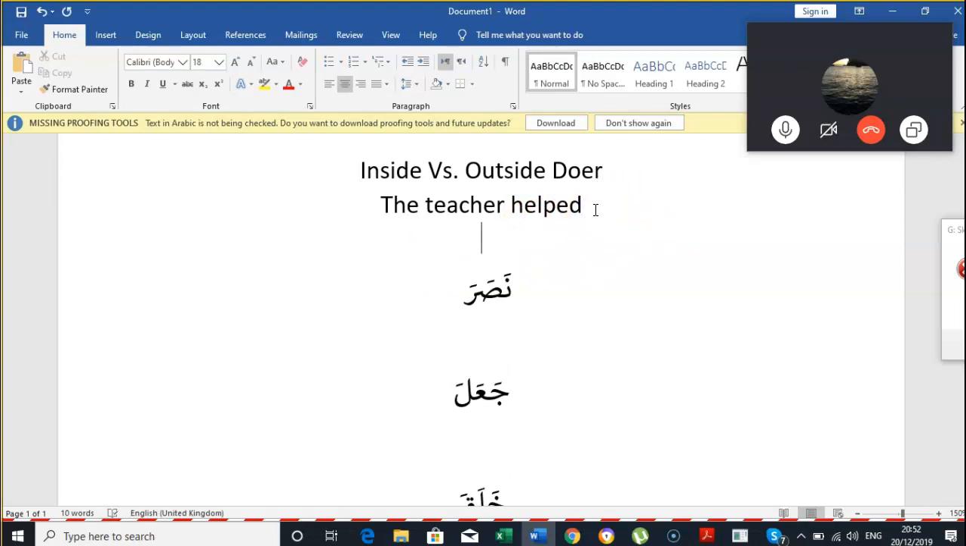So basically, what this means is that if the doer is not a pronoun, like huwa, huma, hum, if it's an actual person or a thing, then you have to bring it out, because you're going to have to say the word teacher, aren't you? So this is going to be an outside doer, outside of the actual fi'l itself. Now, first things first, it must be what status?